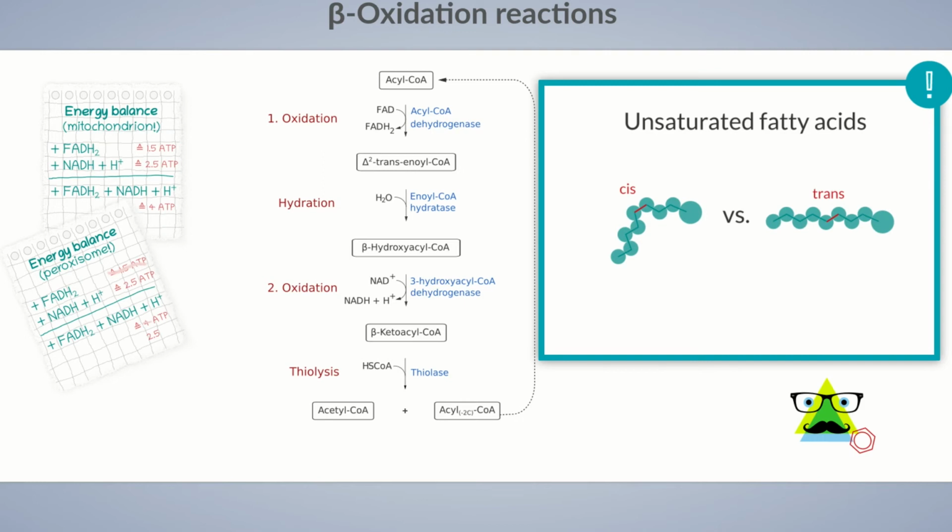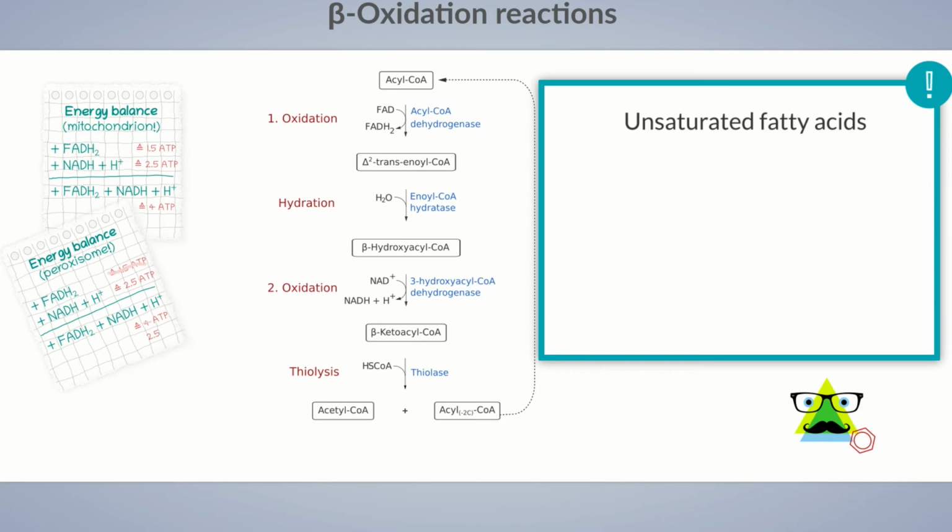The double bond formed in the first step of beta-oxidation is a trans double bond. The enzyme enoyl-CoA hydratase does not use fatty acids with cis double bonds as a substrate because of their conformation. Don't worry, we won't go into too much detail as the degradation of unsaturated fatty acids is rather complex.